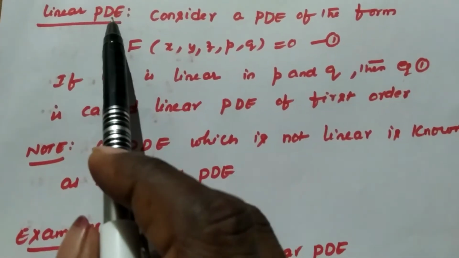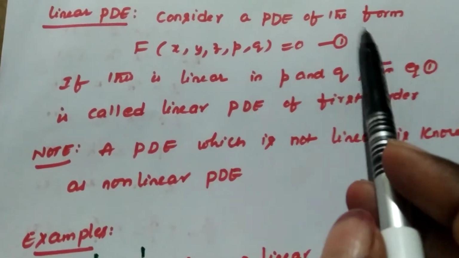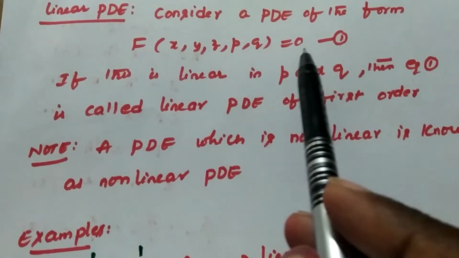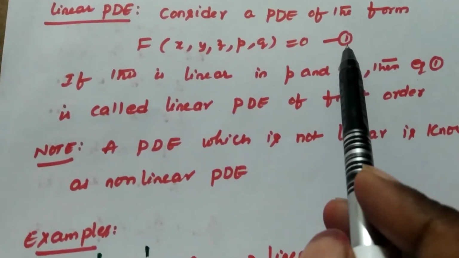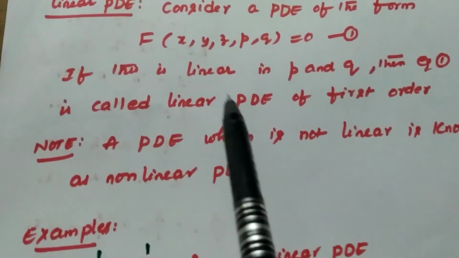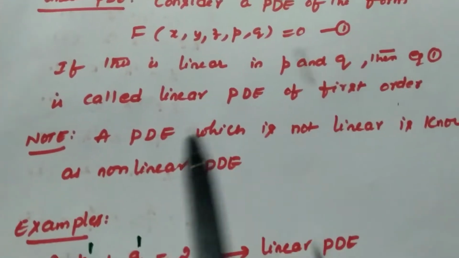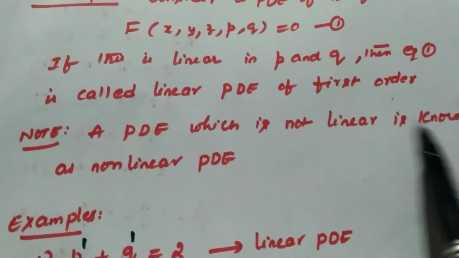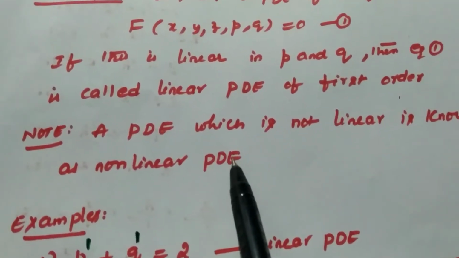Linear definition of linear PDE. Consider a PDE of the form f of x, y, z, p, q equal to 0. This is taken as equation 1. If this is linear in p and q, then equation 1 is called a linear PDE of first order. A PDE which is not linear is known as non-linear PDE.